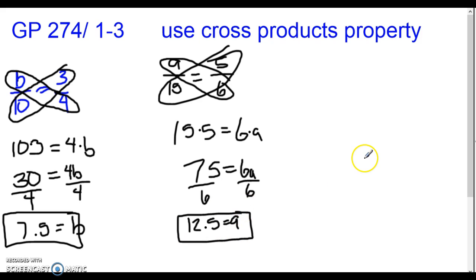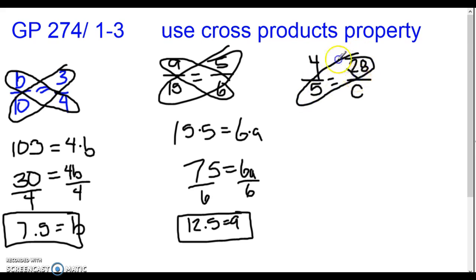The last one, go ahead and pause the video and then come back when you're ready to see how to do this one. So it's 4/5 equals 28 over c. And as you can tell, this one would be a little bit harder to use algebra for because your denominator is your variable. So cross products is definitely helpful. So the first thing I'm going to do is multiply 5 and 28 and 4 and c. So when I do 5 times 28, I'm going to write it out first. Equals 4 times c. And 5 times 28 equals 140.